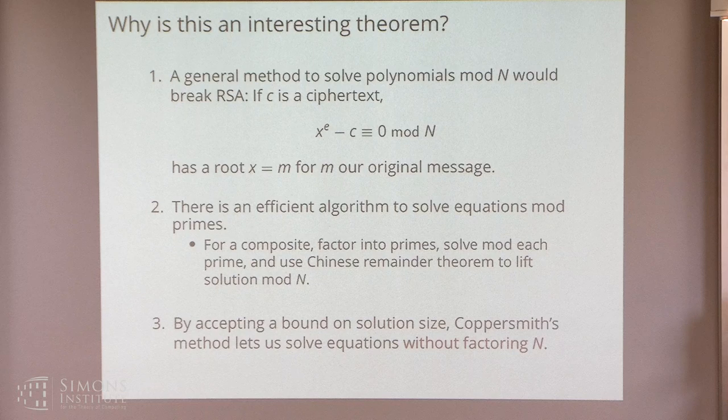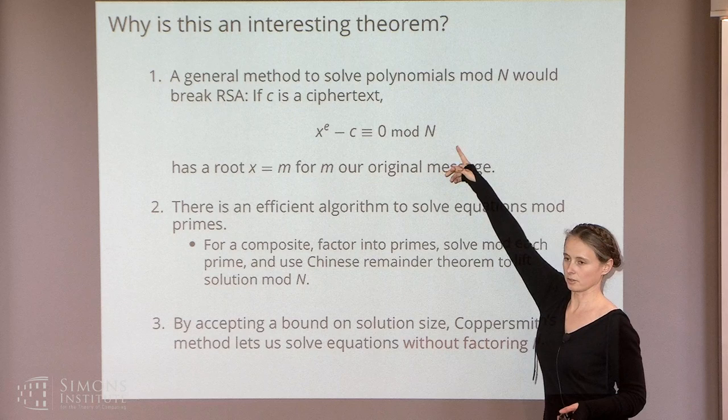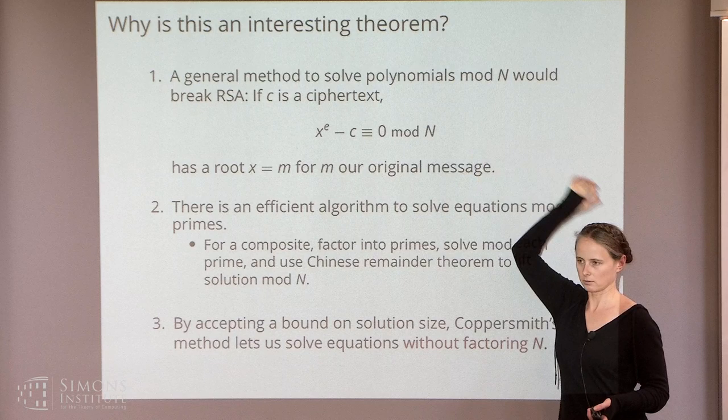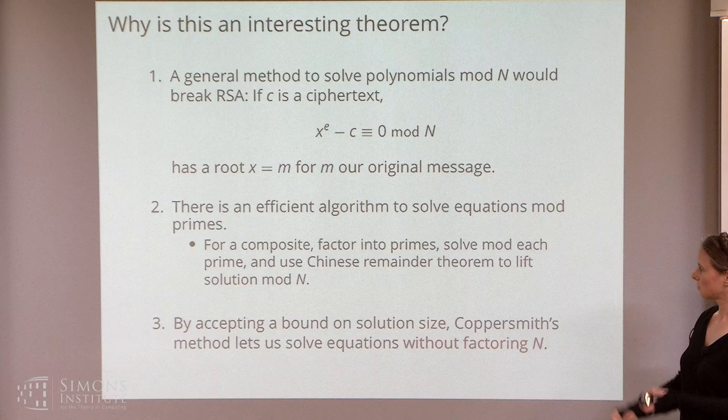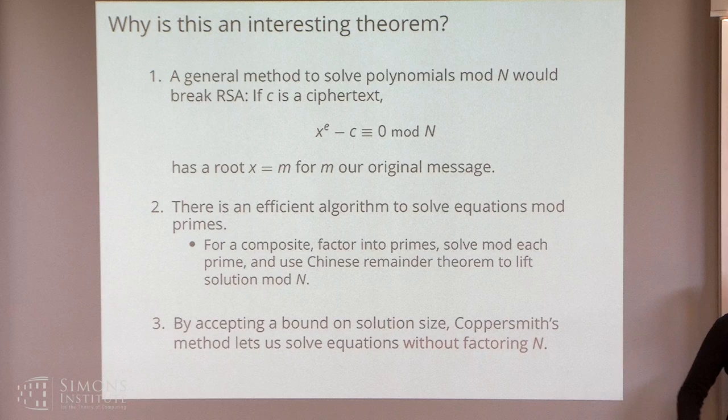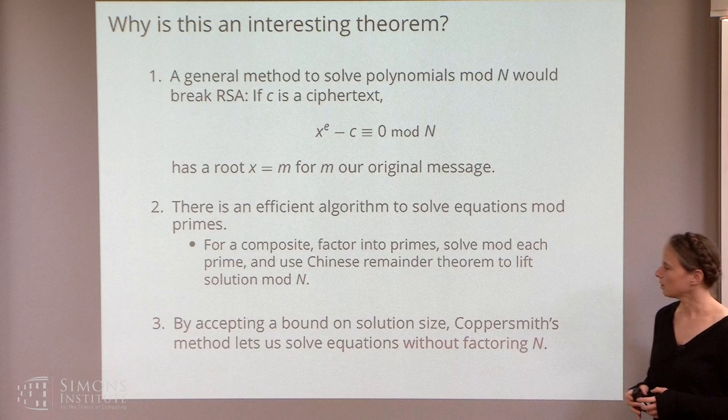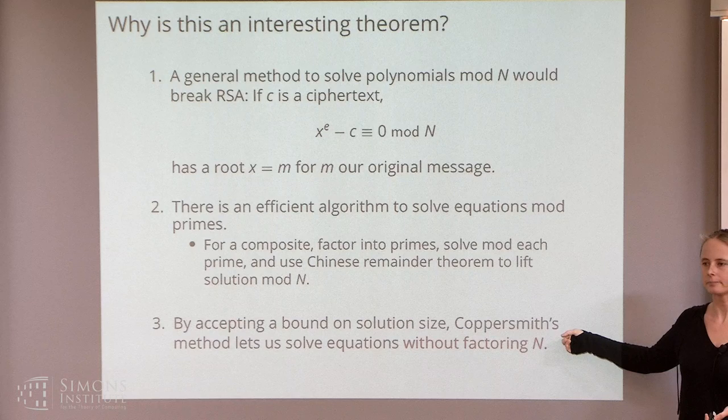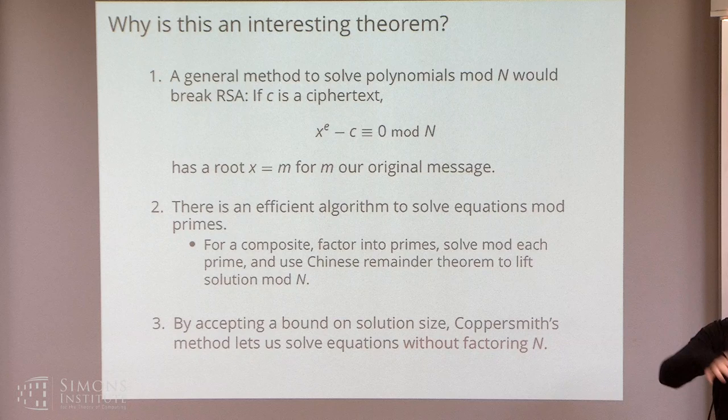But of course, for some kinds of n, we can solve this problem efficiently. If n is prime, then you can find roots of polynomials mod primes efficiently. And if we know the factorization of n, then we can solve mod each prime, and then use the Chinese remainder theorem, plus a lifting, to get a solution mod n. So the thing that's interesting about Coppersmith's theorem is that we can find these solutions without actually factoring n. We gave up a little bit. We can only find small solutions, but we can find small solutions no matter what n is.